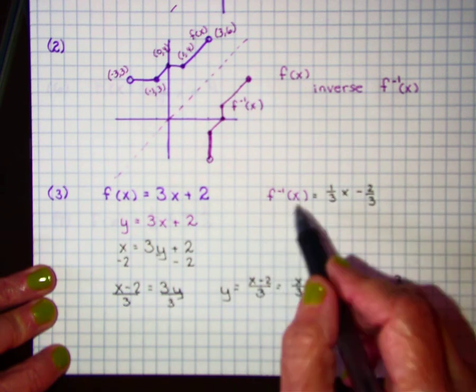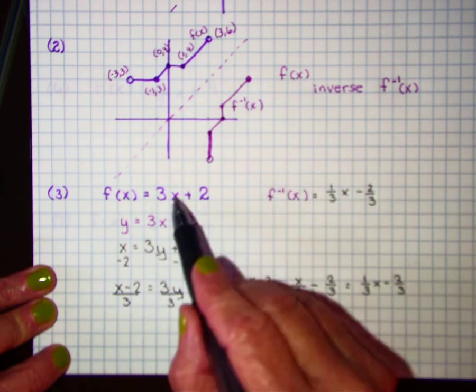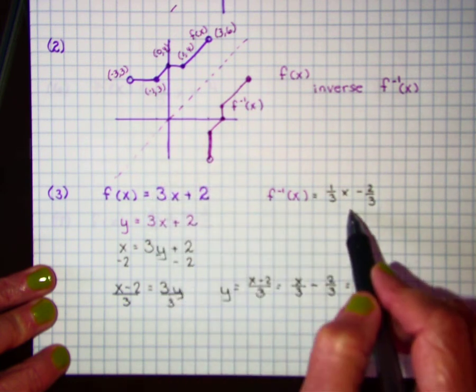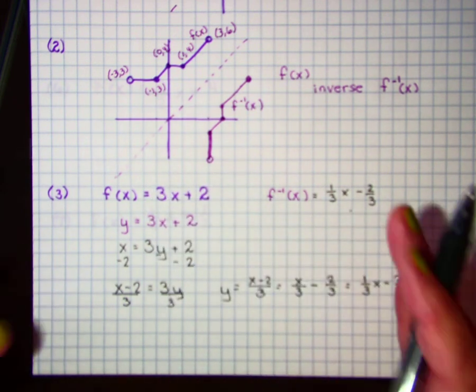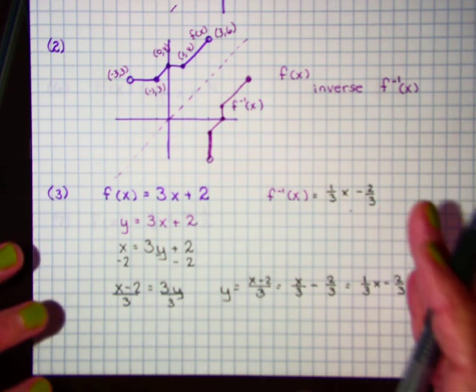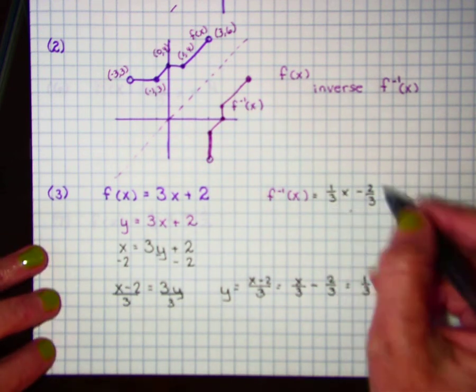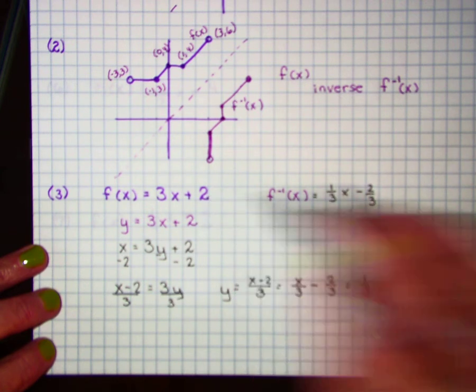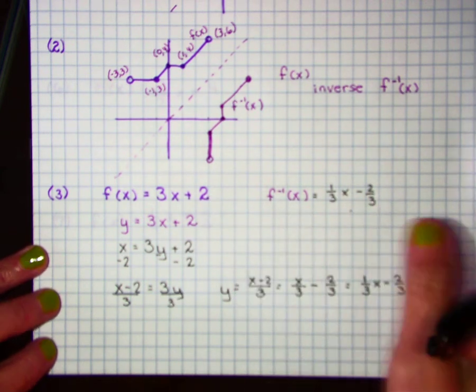So if this had been my original function, this would have been my inverse. This being my original function, this becomes my inverse. This would show you one way that you can actually use this: I can take this, find its inverse, which will be that, and I can graph that much easier than I can this.